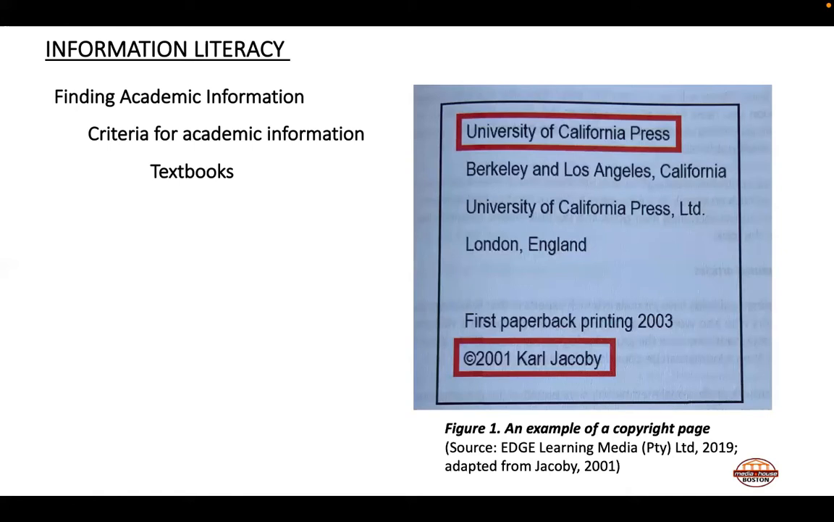So if we look on page 175 of our textbook, it gives us an example of a copyright page. Who wrote this book, the year it was published, who the publisher is.